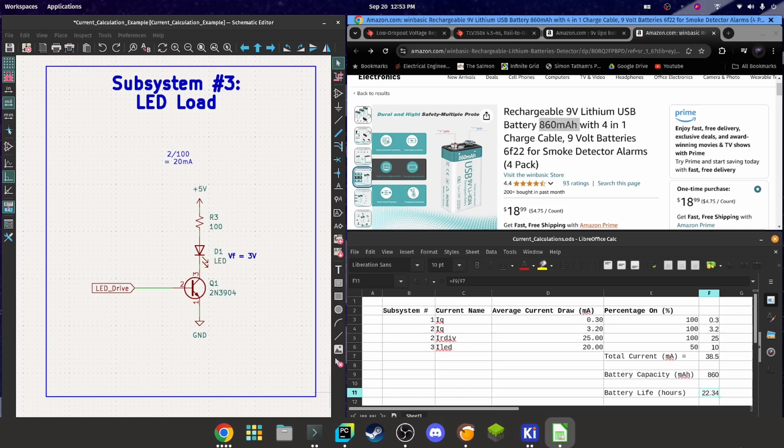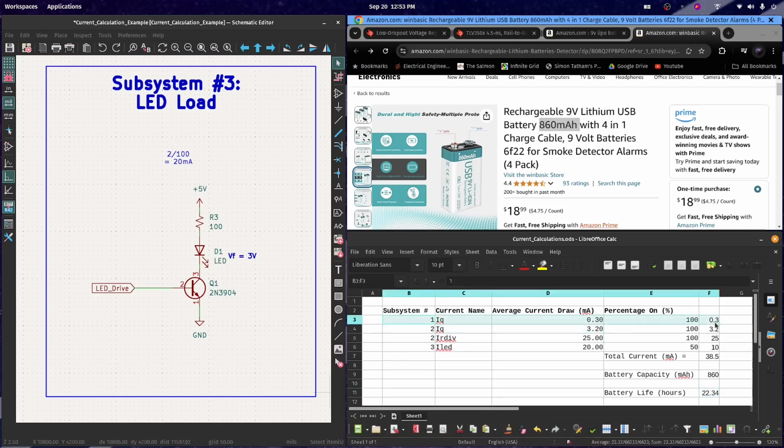To fix this, we have two options. We can either A, get a larger battery, which is going to be more expensive, or B, reduce some of our current draw from the subsystems. Looking at each subsystem, the regulator is using very little current compared to the IQ and R div of subsystem 2. Subsystem 3 is using a lot of current, but it's being delivered directly into our load. It's not being consumed and dissipated as heat.